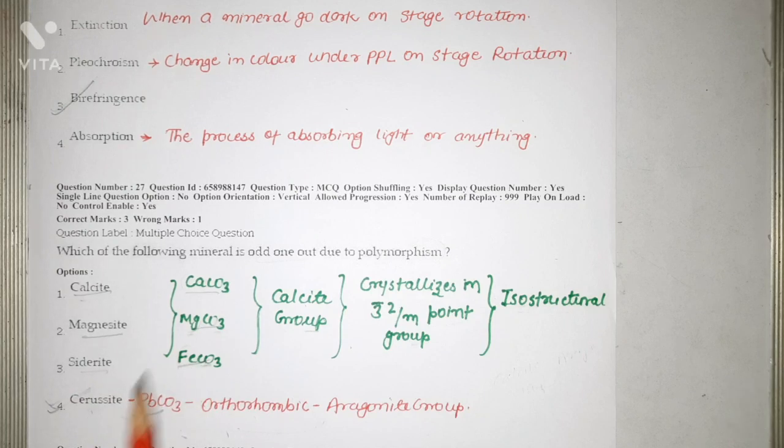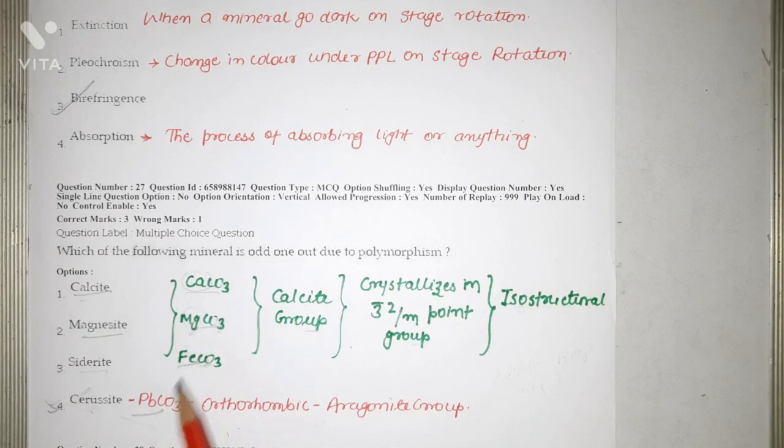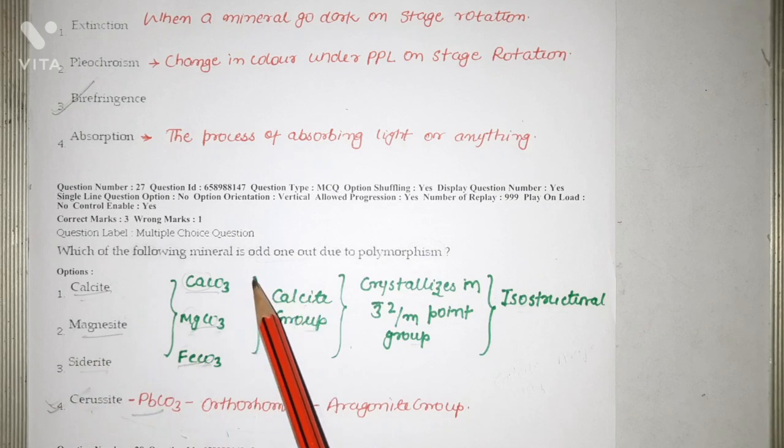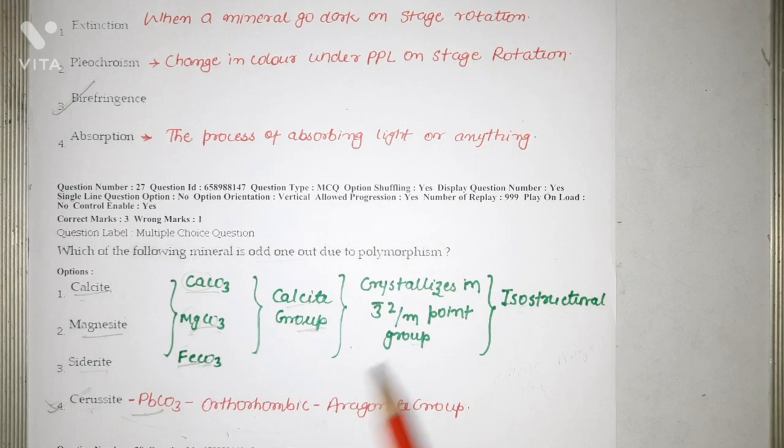Basically these all are carbonates. Now these all have different cations: Ca, Mg, Fe and Pb. Now these minerals, calcite, magnesite and siderite, can be grouped, or you can say belong to a group known as the calcite group, while cerussite belongs to the aragonite group. So this is the first criterion due to which we can choose the odd one out.